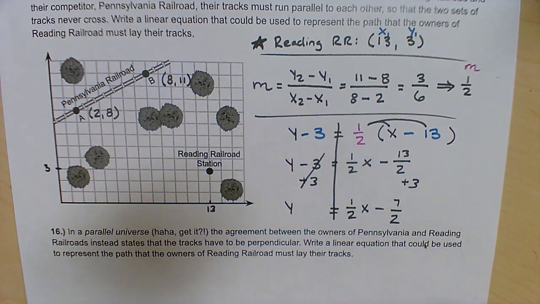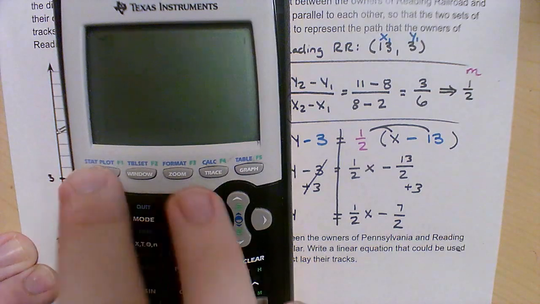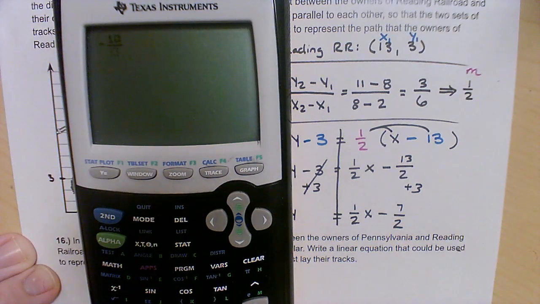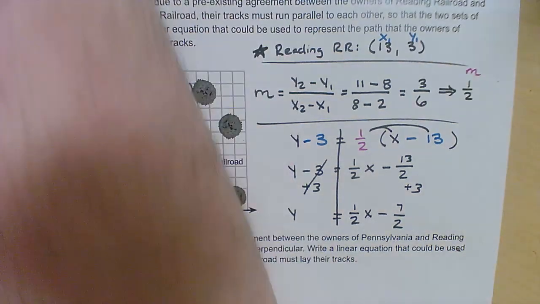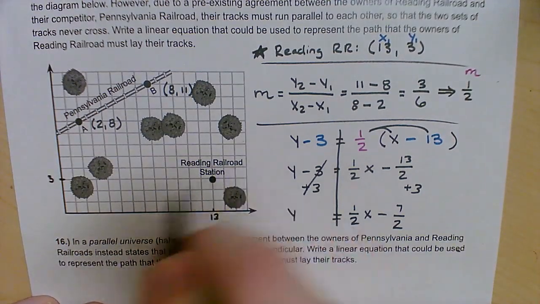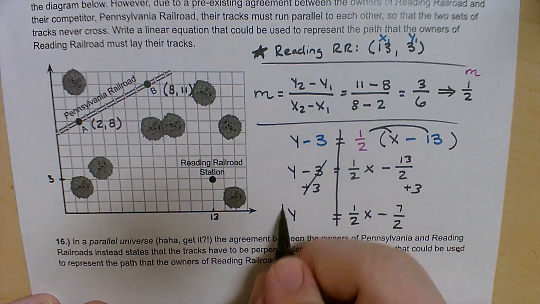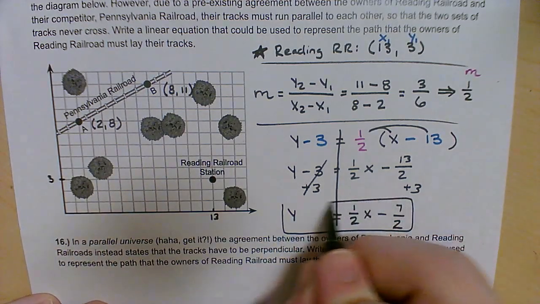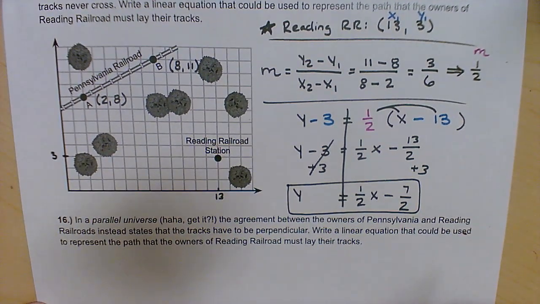You can just verify that in the calculator. If you type in negative, pull up the fraction template, 13 halves plus 3 comes out to negative 7 halves. So the equation that would take us through this railroad and have the parallel slope to Pennsylvania Railroad is this. So that is the path that they need to follow to lay down those tracks parallel.